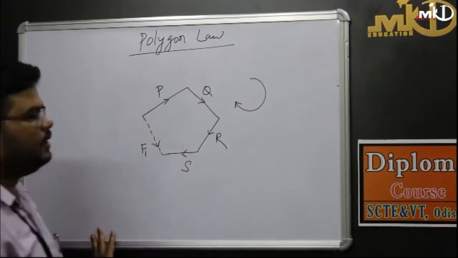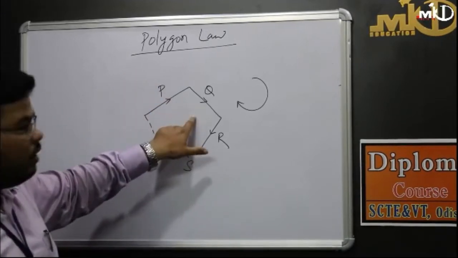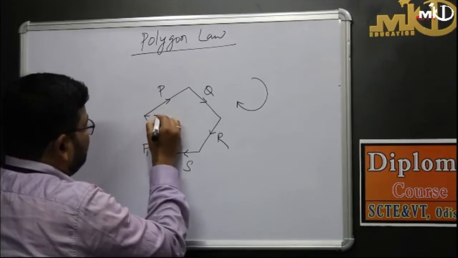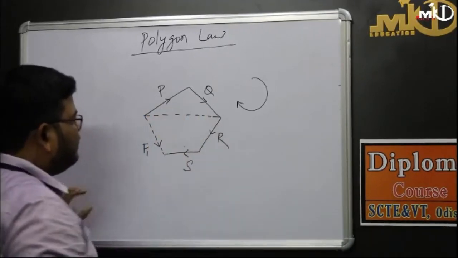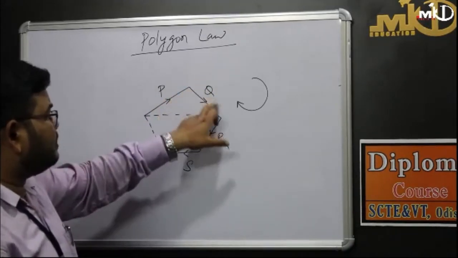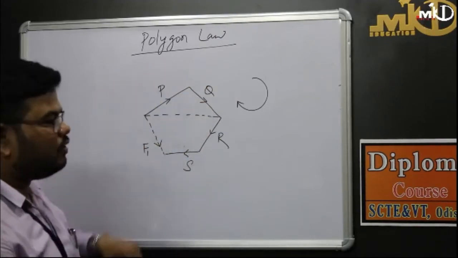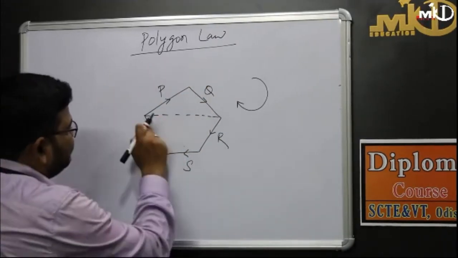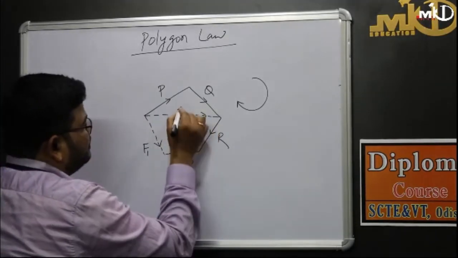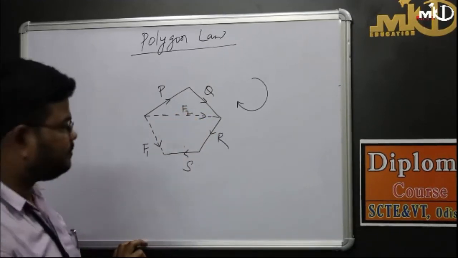F1. Now see, we can apply triangle law on the polygon law. If I join these 2 points, now we can see that P and Q are the 2 sides of a triangle and the forces are in an order, that means in clockwise order. So its resultant will be the 3rd side of the triangle and it will be in opposite order. Let this resultant be F2.